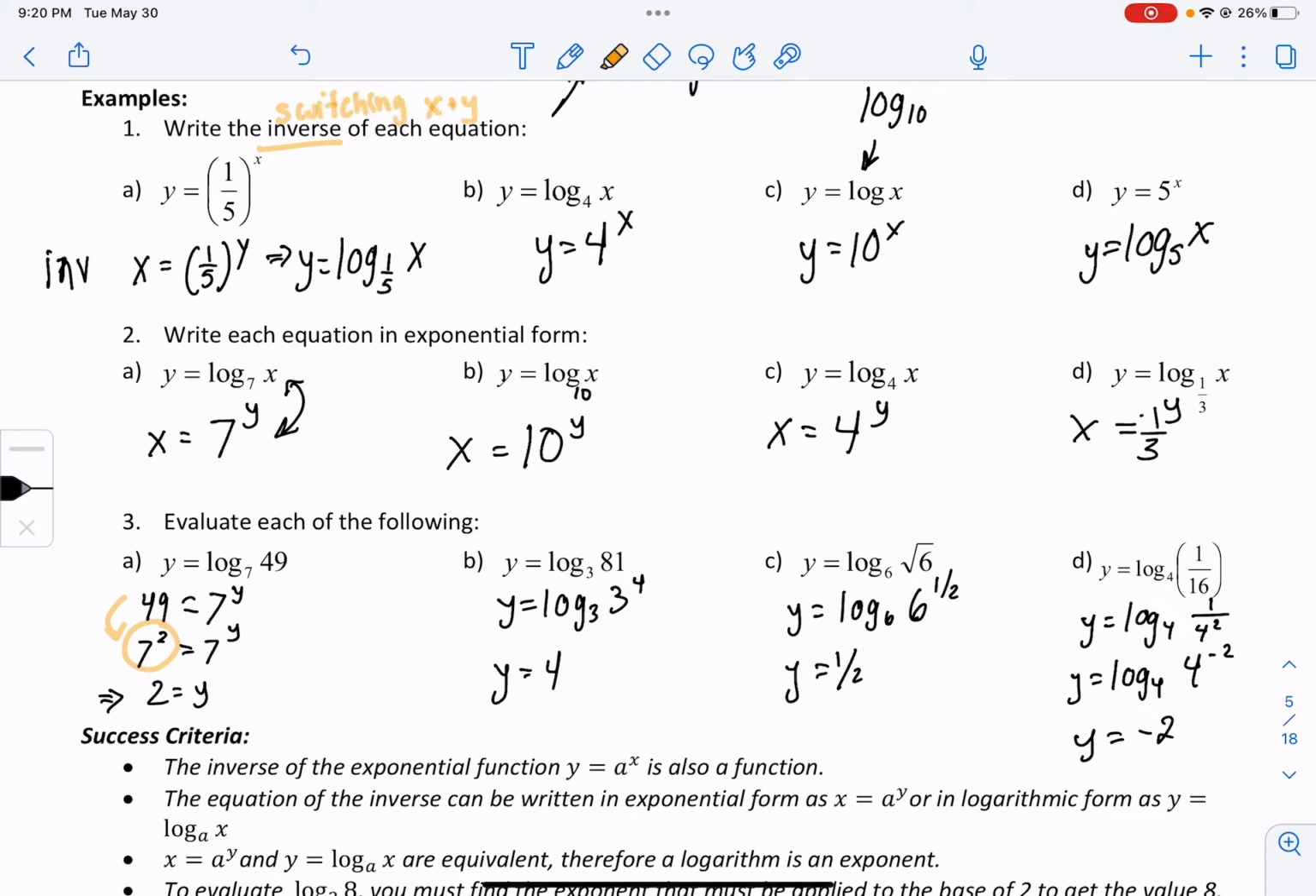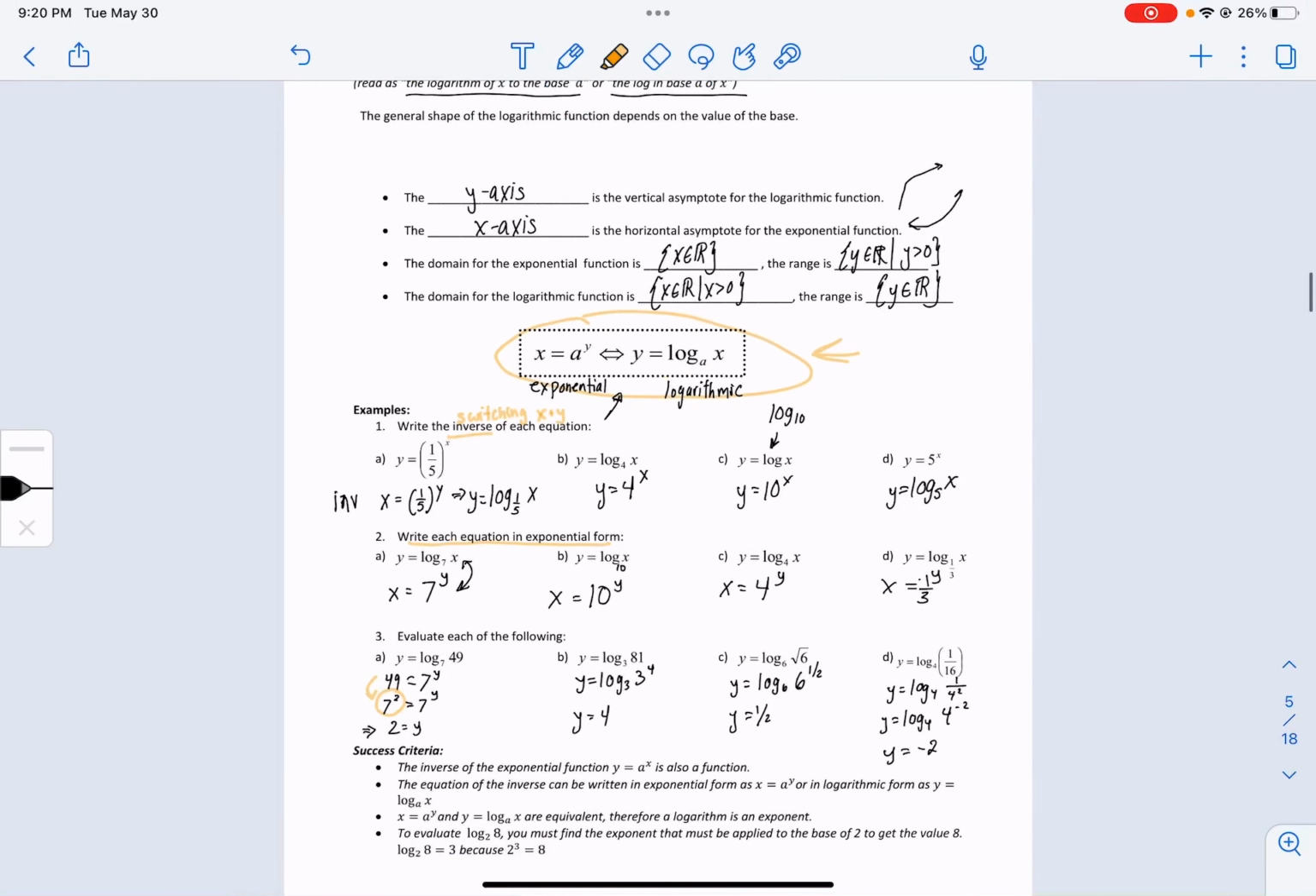All right. So that's kind of the gist on exploring the log function. In the next lesson, we'll learn how to evaluate this thing with some more complicated equations.